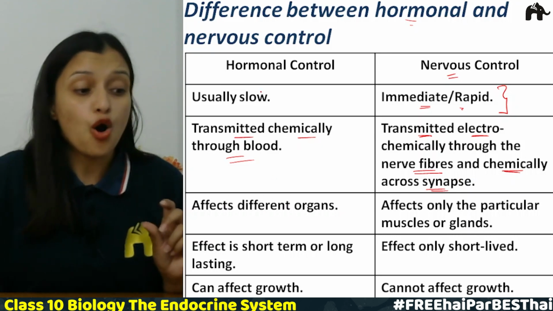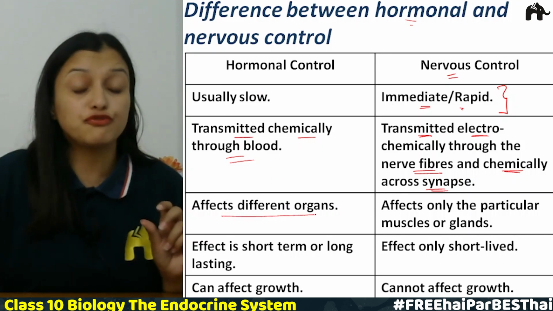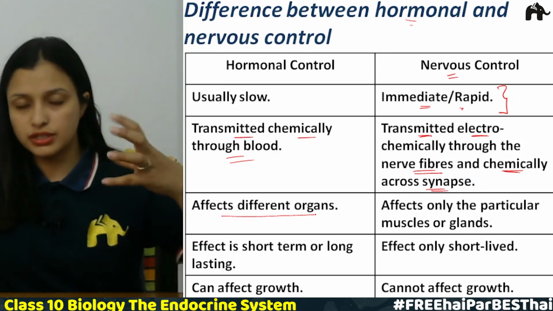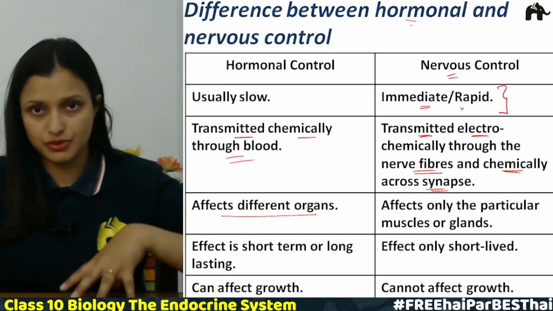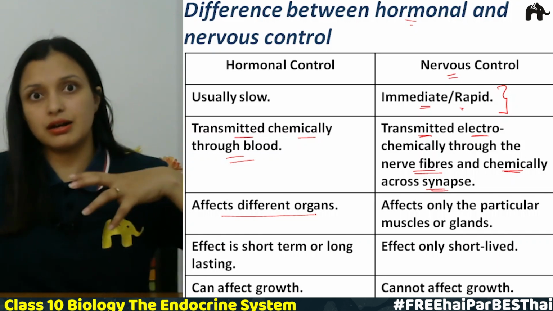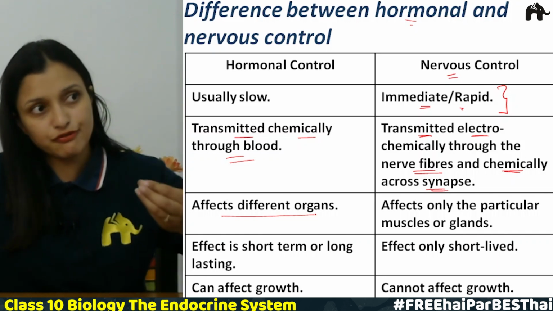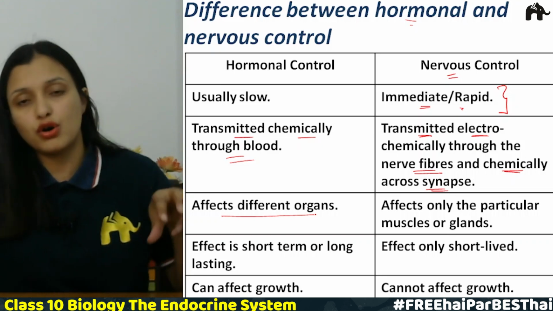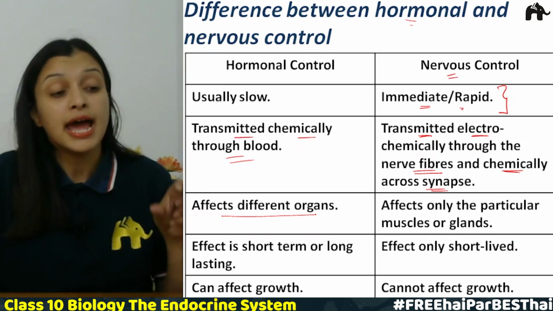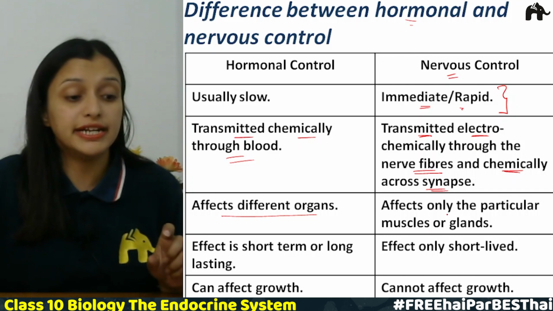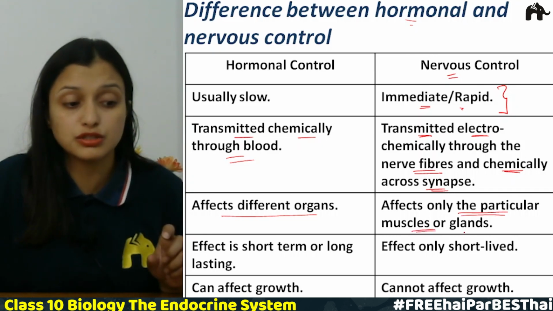The next is hormonal control affects different organs. So there will be an organ which will secrete a chemical, and its effect is on the different organs of our body. And talking about nervous control, it affects only particular muscles or glands.